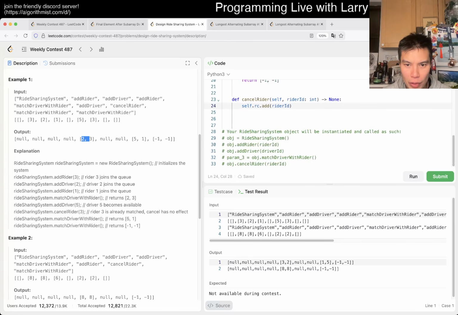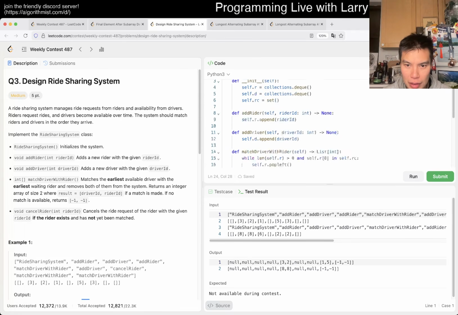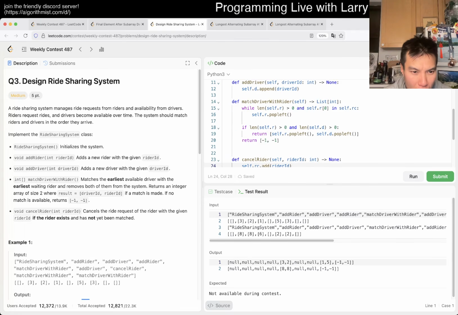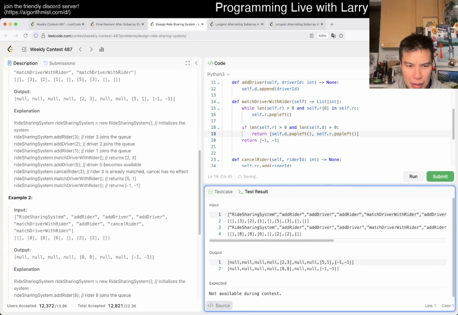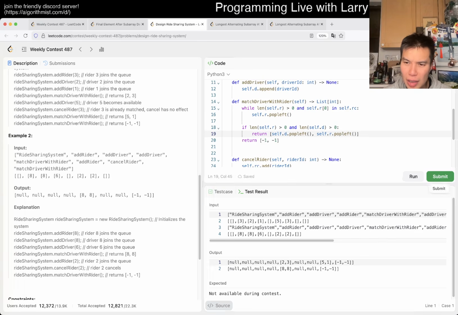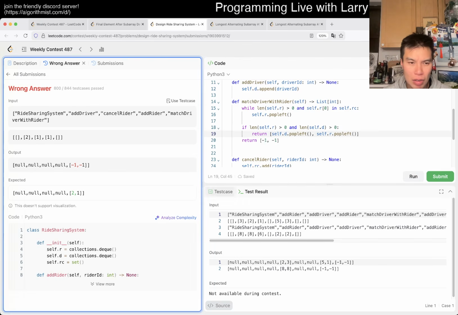Did I mess up the order? I mean, it's a good thing I probably looked it up. Yeah, driver ID first. Whoops. 2. What is it? 2351 -1. All right. Am I confused about this problem? It's possible. Okay, so I am confused.